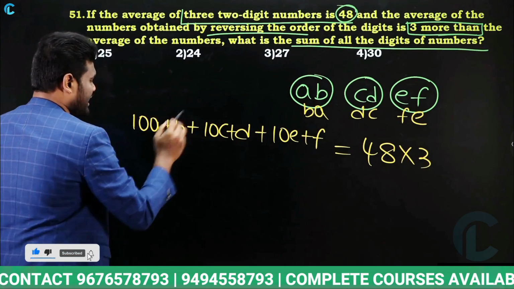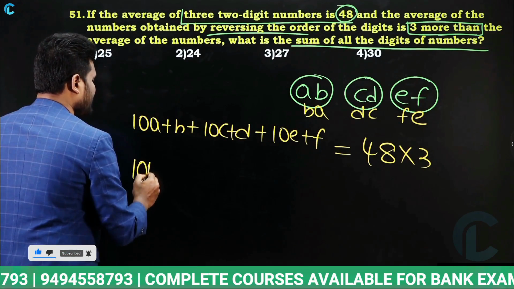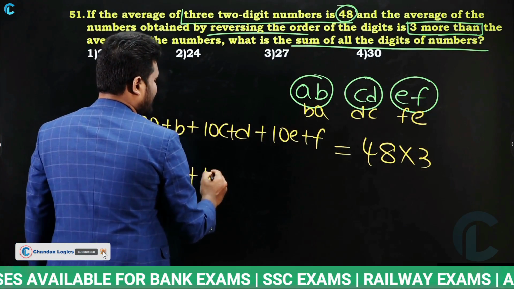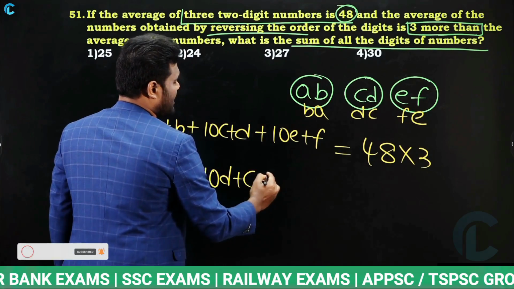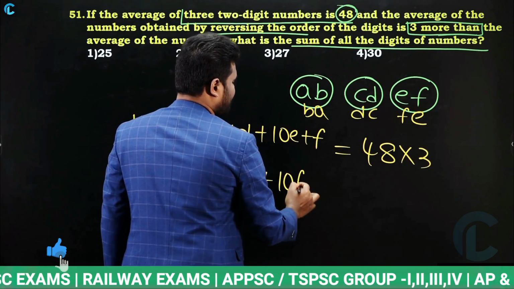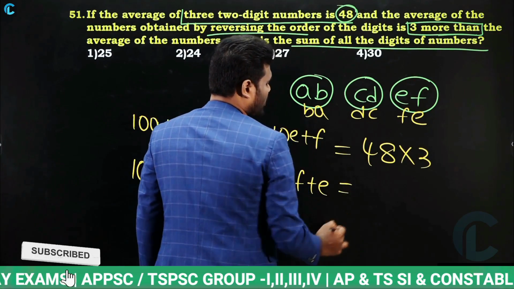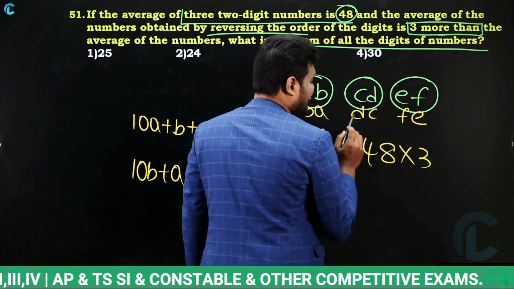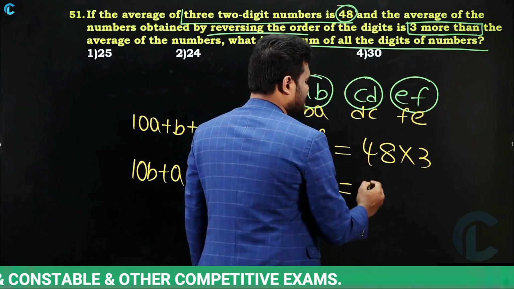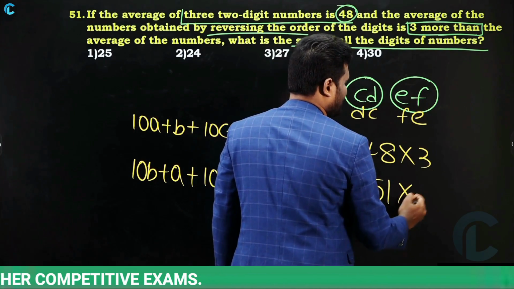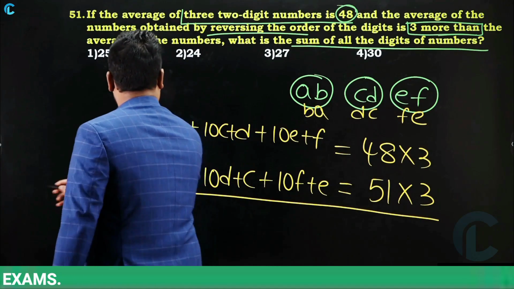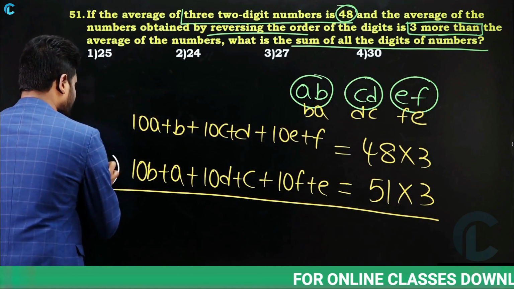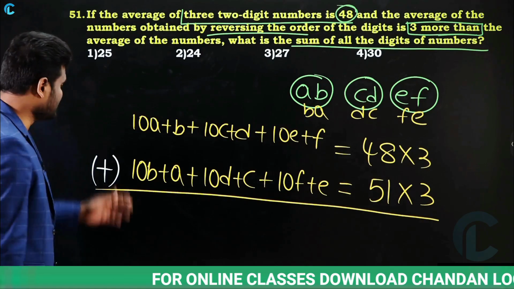Now look here, if I write this, it is going to be 10B plus A, similarly 10D plus C plus 10F plus E is equal to, now 3 more means, the initial average is 48. 3 more means it is going to be 51. 51 into 3. Yes or no? Now calculate. You are asked to find what? You are asked to find the sum of these digits. As you are asked to find the sum of digits, add this.